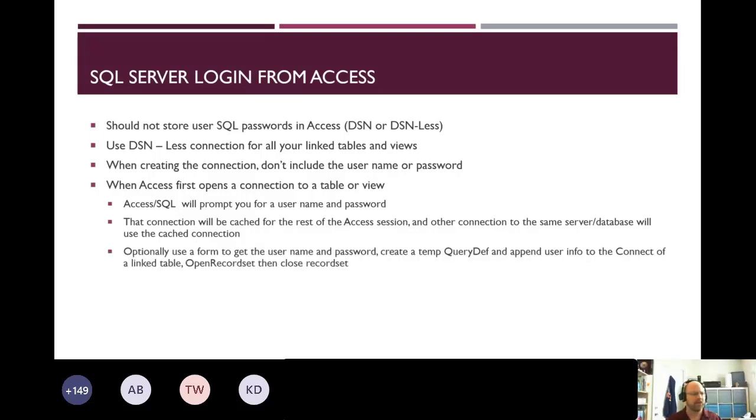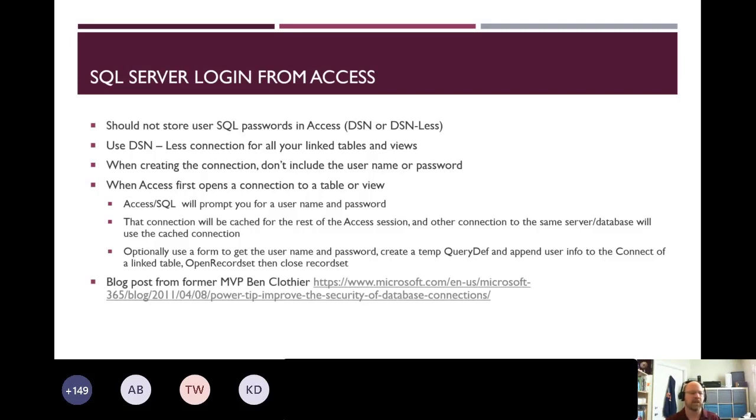Now, the trick that I like to use is creating a form where I prompt the user for their username and a password. When they hit log on or OK, I create a temporary QueryDef where I take the connection string of a table, I append their username and password, I open a recordset, then immediately close it, and if it's successful, it kind of primes the pump so the connections are there. So it's a much better experience, and there's a blog post on the Access blog written by another former Access MVP, Ben Clothier, which will detail this in way more detail.